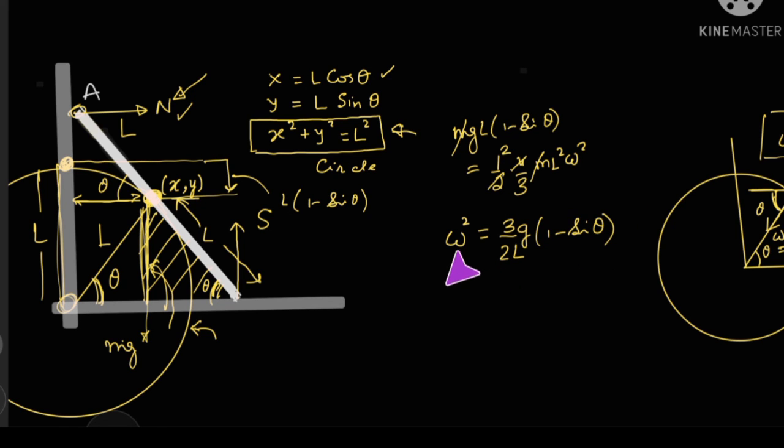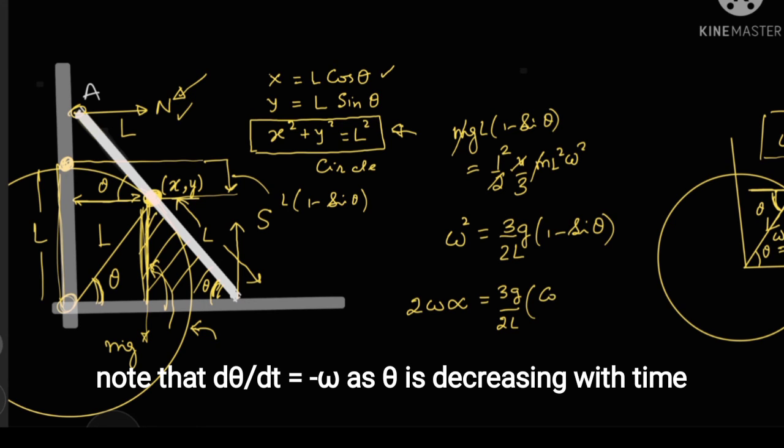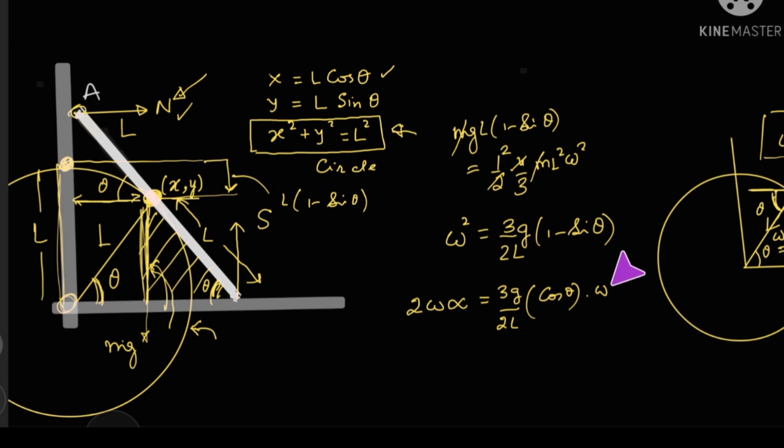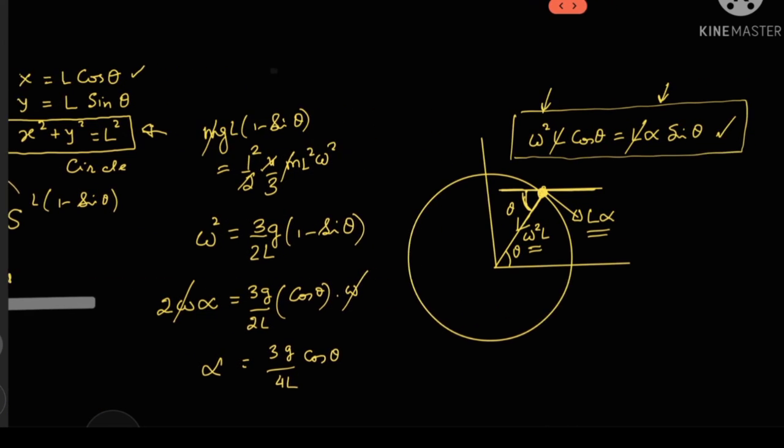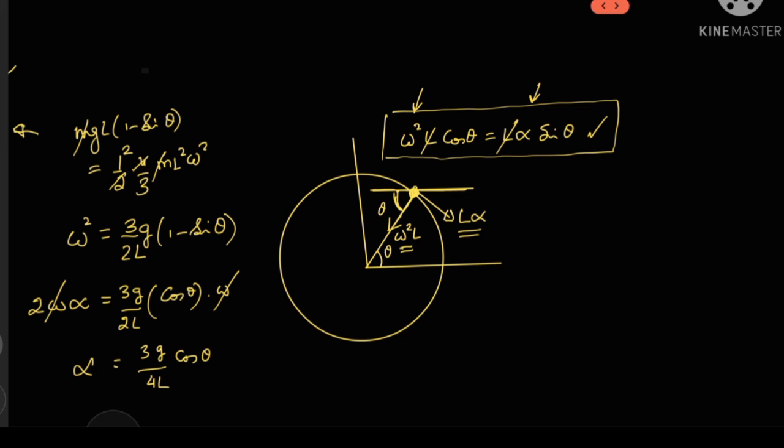And we also need alpha, which we can find by differentiating this equation. So 2 omega d omega by dt, that is alpha, equals 3g by 2L times cos theta into d theta by dt, that is omega, and omega will get cancelled. Okay, so this is the expression for alpha, which is 3g by 4L cos theta. So now we have to put the value of omega square and alpha into this equation.